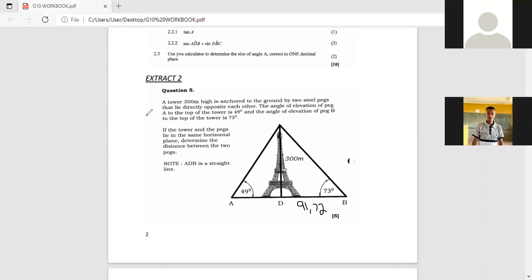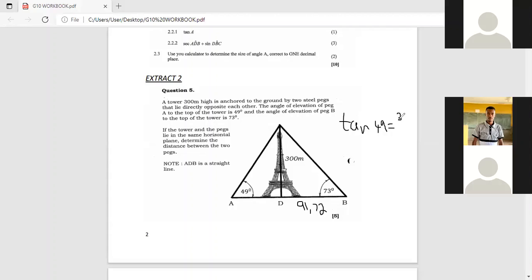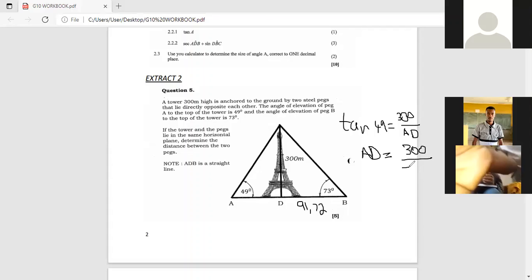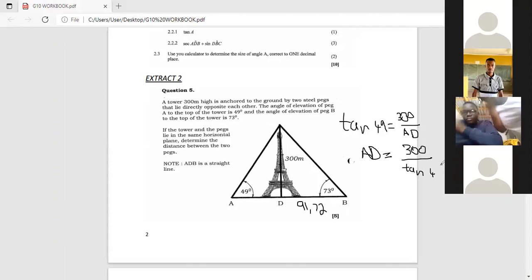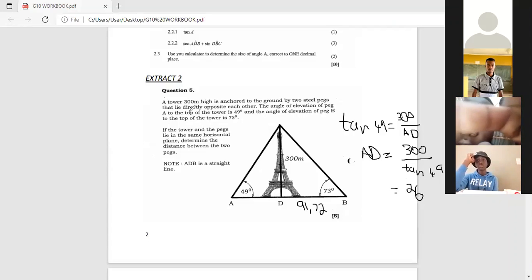So I think she said tan 49 is equivalent to 300 over AD. So AD is 300 over tan 49. And the answer is 260.79.